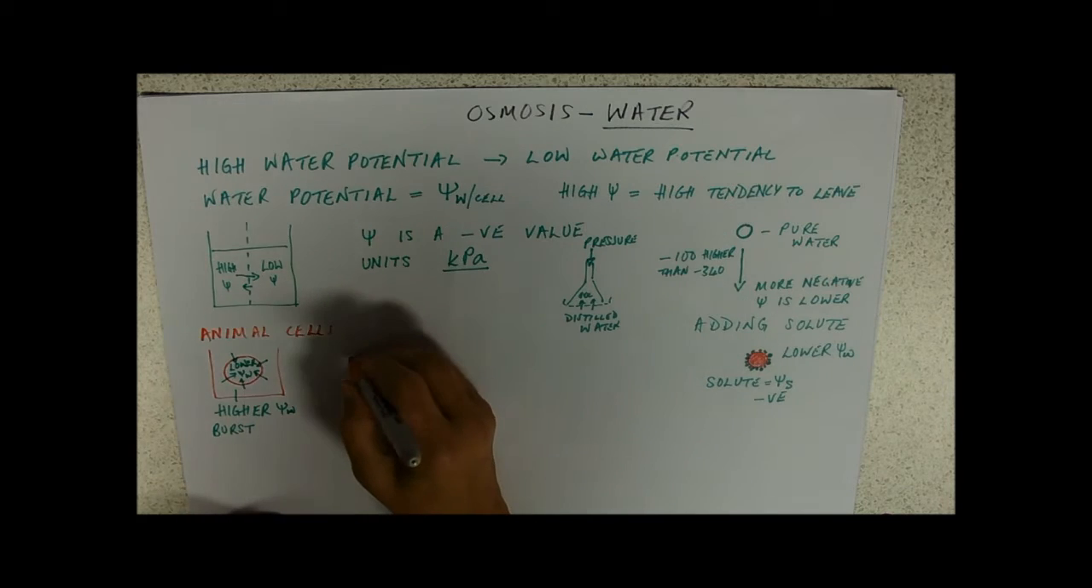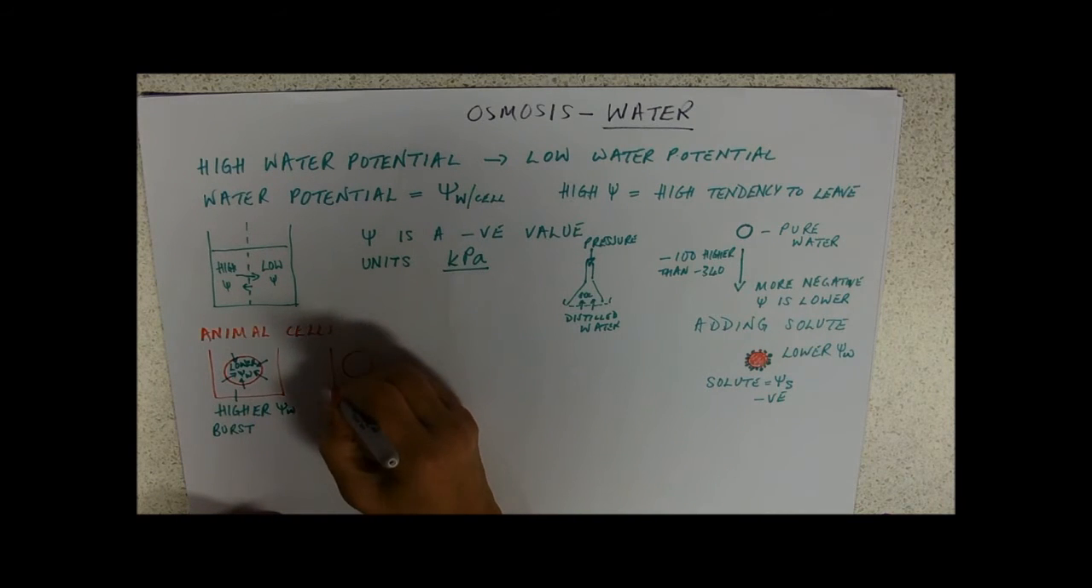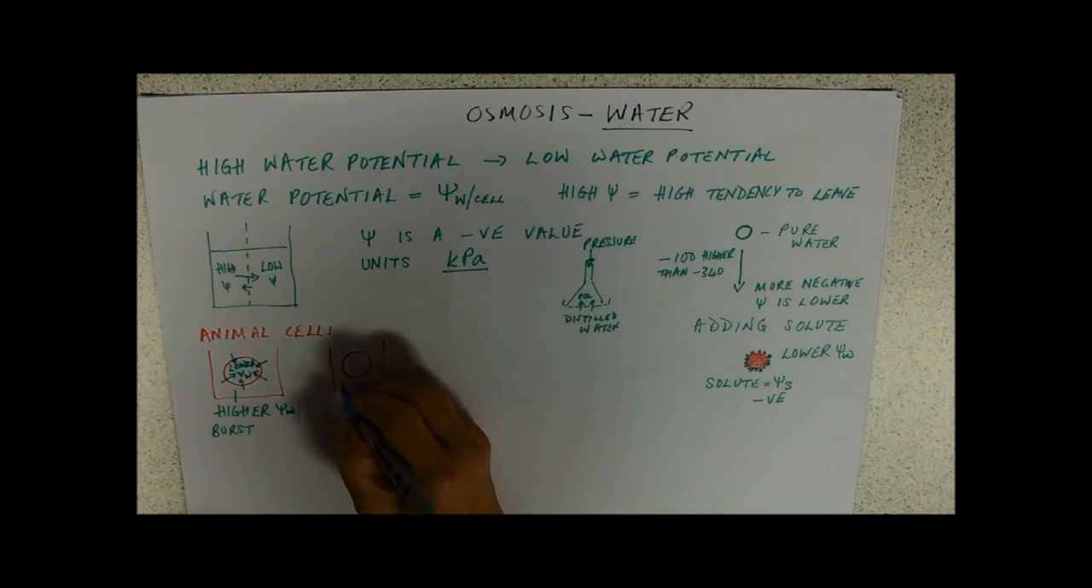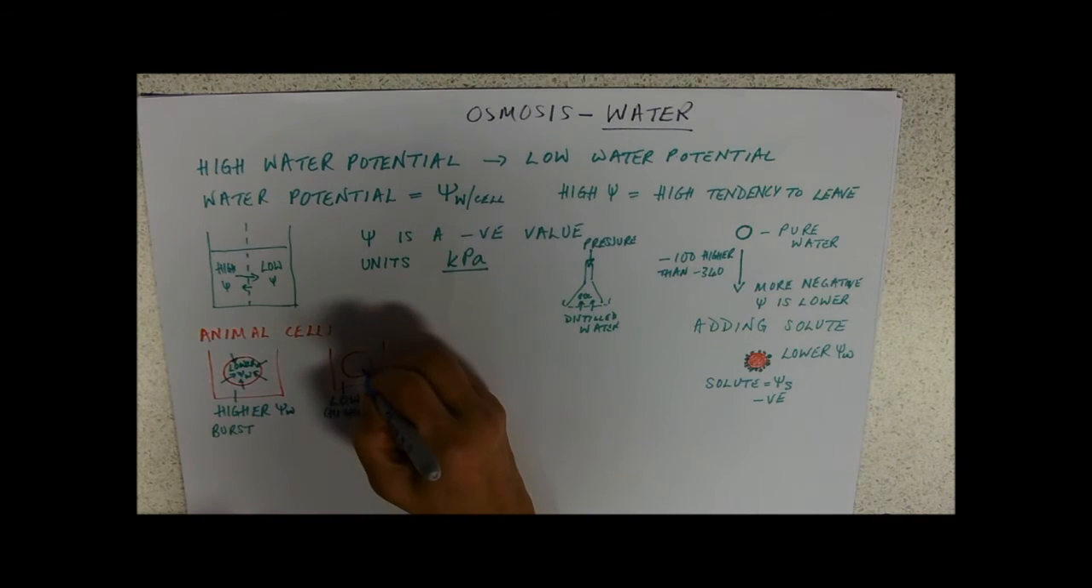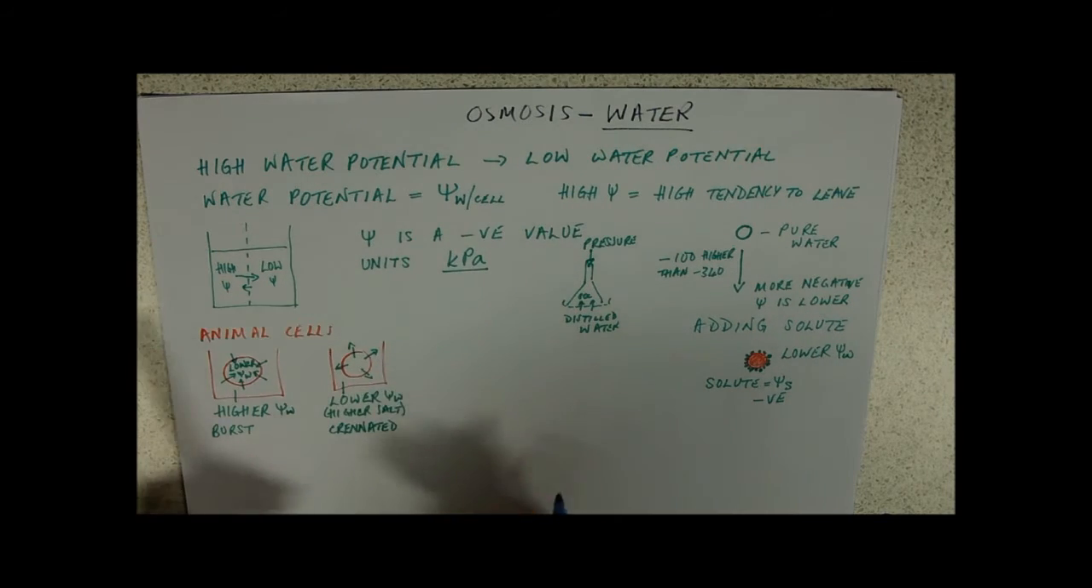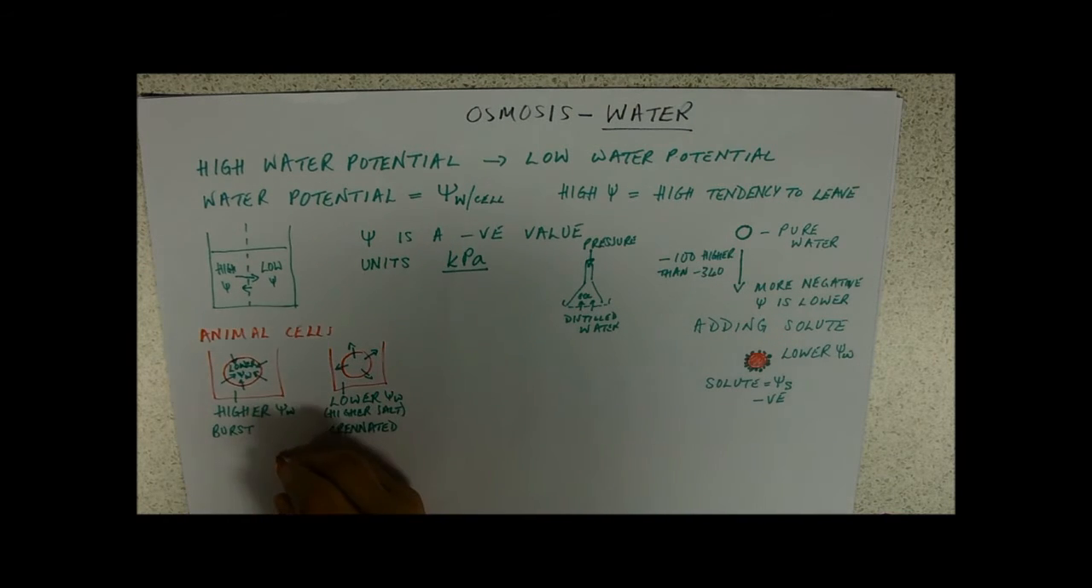If we put them into a solution that has a lower water potential, so it's got lots of salt, and you usually use salt for animal cells, so this is a solution with a lower water potential or a higher salt concentration, the water will move out and the cell will go wrinkly, which is called crenation. So as the water leaves, it will almost collapse in upon itself.